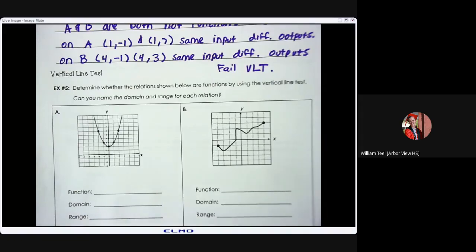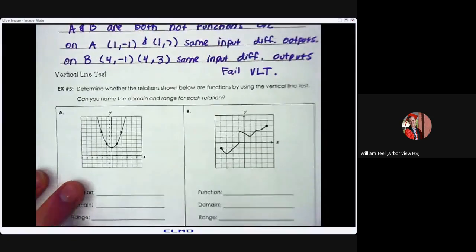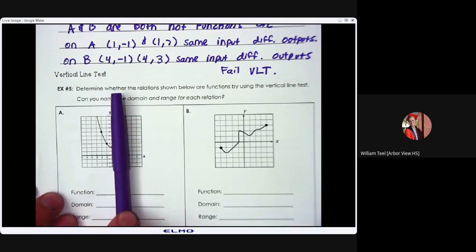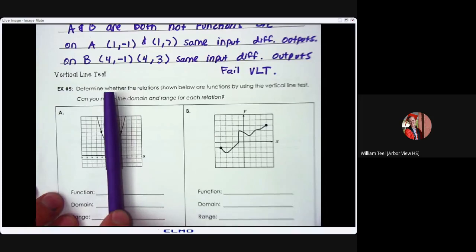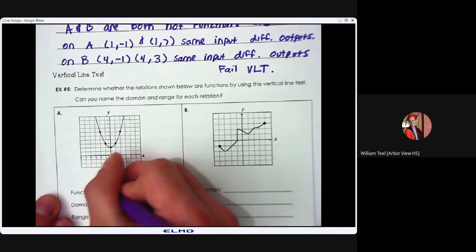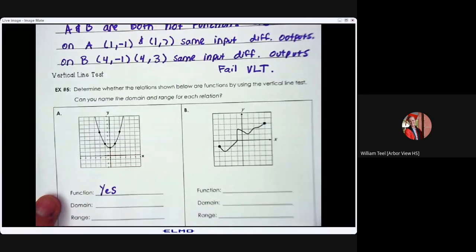So on part A, if we include the vertical line test, I'm going to use my pen here. Does my pen cross through any more than 1 point as I go left and right on the graph? No, I'm only touching 1 point at a time. So that means that this is a function. So I'm going to say yes, because it passes the vertical line test.